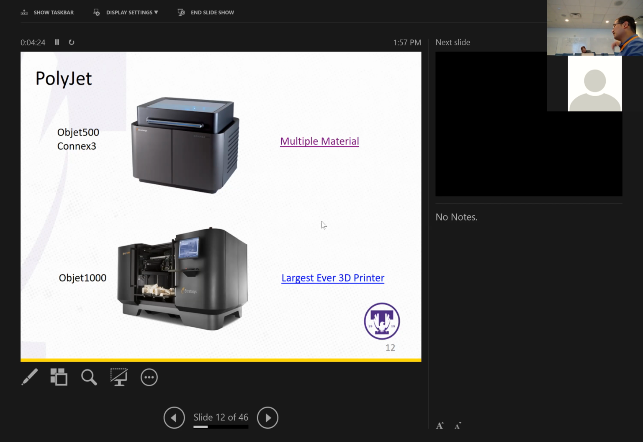Probably not, because anything PolyJet uses is a photo-cured resin. Think of it kind of like SLA, but instead of having a layer of resin and curing it, you're basically just shooting it and then curing it.